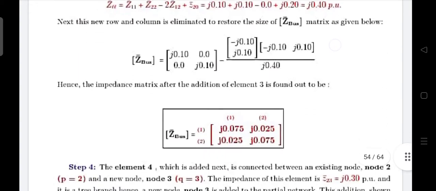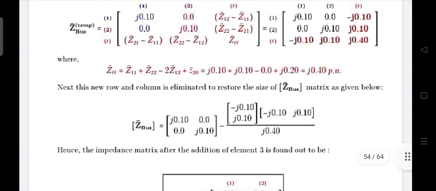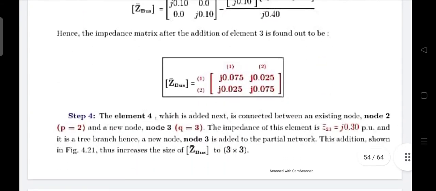So what we will do, the Z new bus equal to Z old bus minus of the transmission row and column multiplication of this bus, what we gained upper and below, equal to Z equivalent. That will give the result of these.